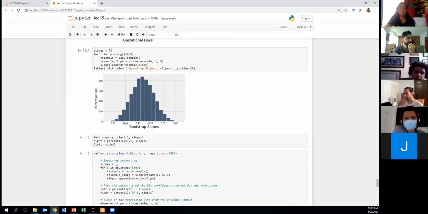All of the 5,000 slopes you calculated. Yes, so what can you say with this? Yeah, I calculated 5,000 slopes and I put that in a histogram. Well, based on the bootstrap concept, it means that the population slope is pretty close to 0.47, 0.48. Okay, yeah, you're close, Diego.